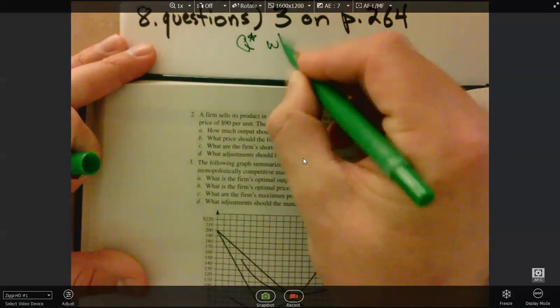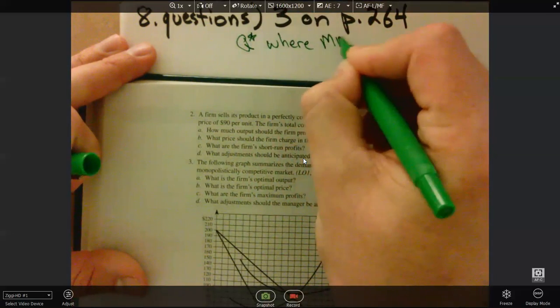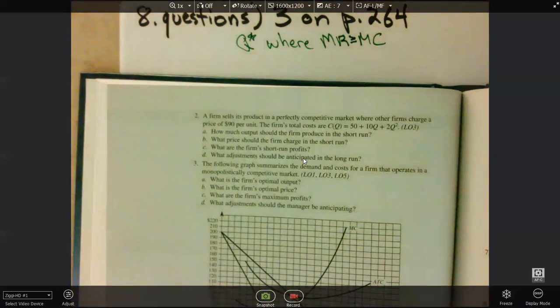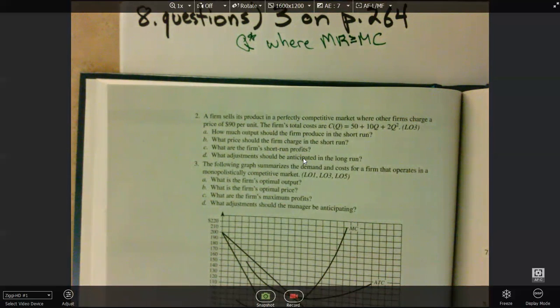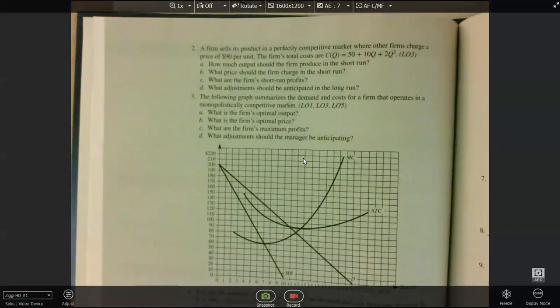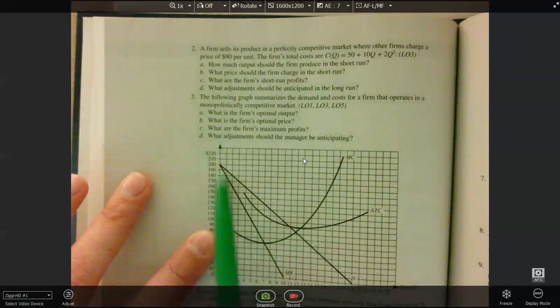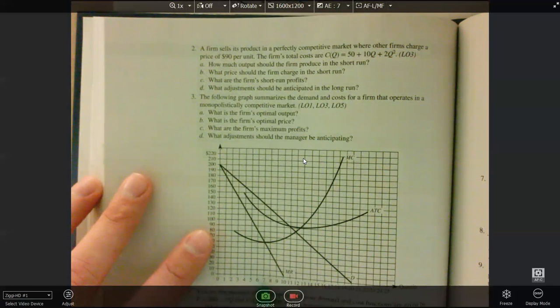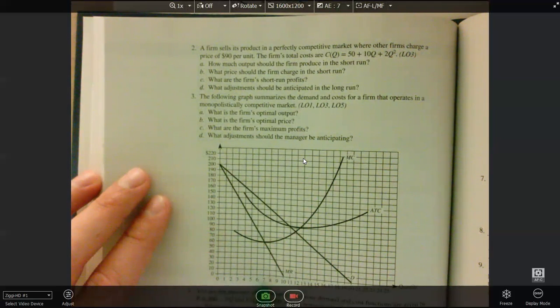So we're going to find Q star where the marginal revenue, and I always do greater than or equal to, right? Because I realize sometimes that we can't produce half a unit. And so we just want that last unit where the marginal revenue is greater than or equal to the marginal cost. So let's take a look at this graph. Where does the marginal revenue meet the marginal cost? The marginal cost is right here. The marginal revenue is right here. So it's going to meet at 7 units. 7 is going to be our profit maximizing output.